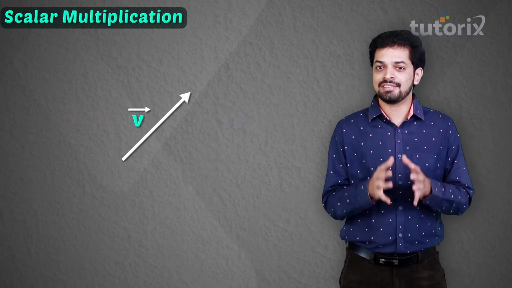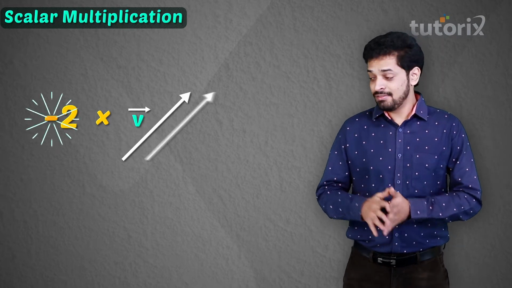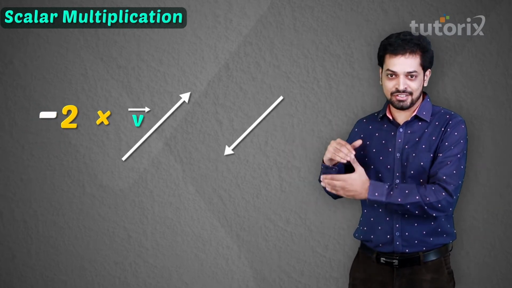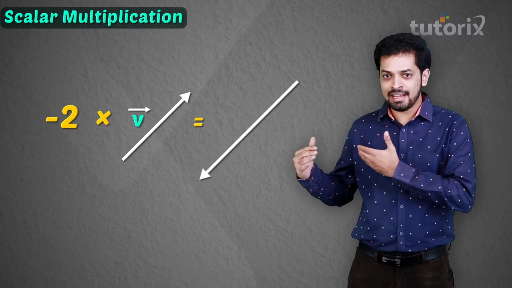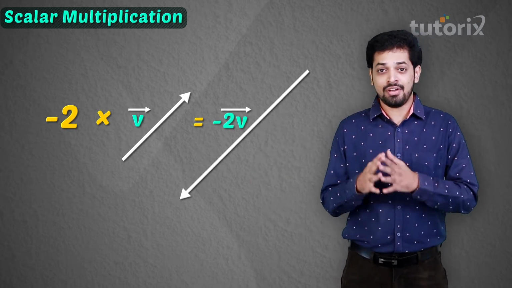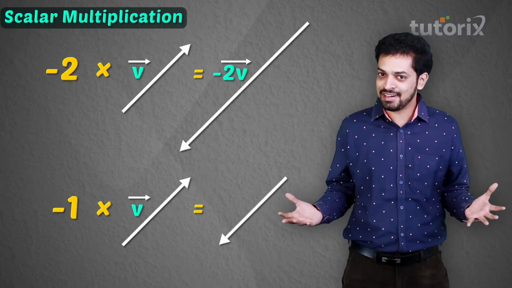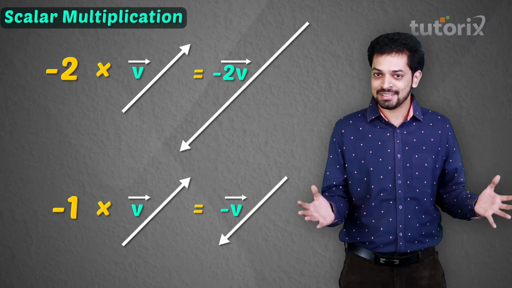Now what if I multiply with a negative number, say minus 2? Then what we have to do is, for the negative sign, you reverse the direction of the vector and then you multiply it 2 times in length to get minus 2V bar. So if I'm multiplying with minus 1, then you just have to reverse the direction of the vector and you get minus V bar, right?